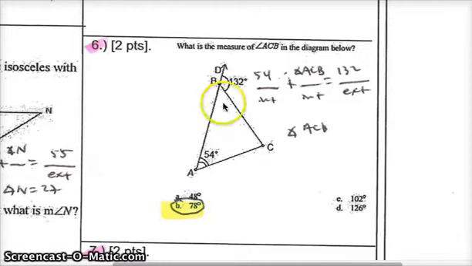So let me explain the long way. Linear pair, or the supplement of 132, that'll be 48. 48 plus 54 plus angle C equals 180, and you'll solve that angle C is 78.